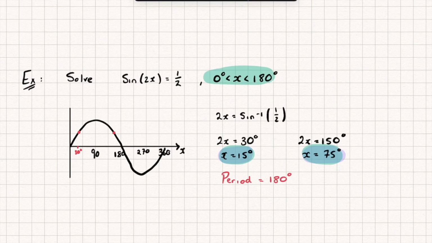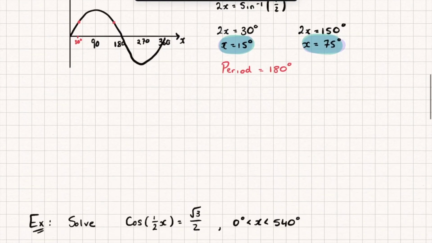and see if there's any others in this interval. And actually you can already tell that if I add 180 to 15, I'm outside the interval, I'm at 195. The same for x equals 75. If I add 180 to it, I'm beyond 180 degrees. And it's also the same scenario if I subtract them. So that's it, there are only two solutions for this equation.